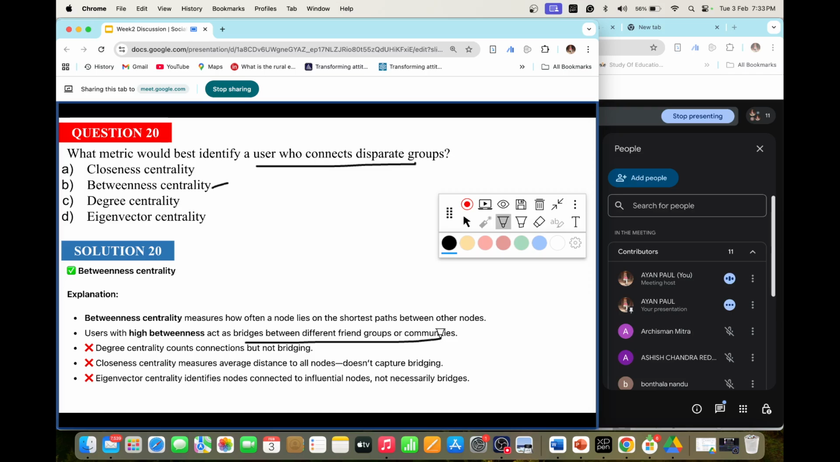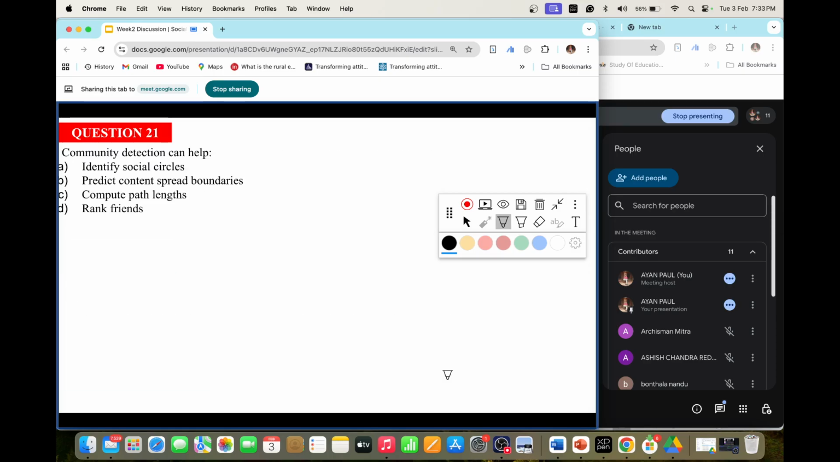Degree centrality counts connections but not bridging. Closeness centrality measures average distance to all nodes, and does not capture bridging. Eigenvector centrality identifies the connections of influential or important nodes, not necessarily bridges. So option B is the correct answer. Now let's move on to the next question.